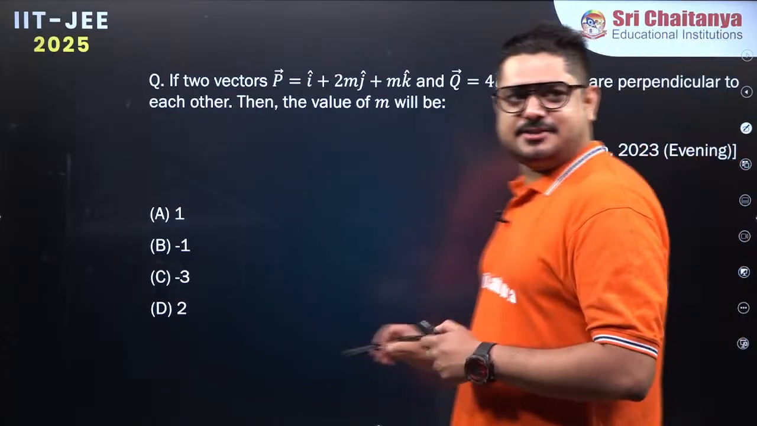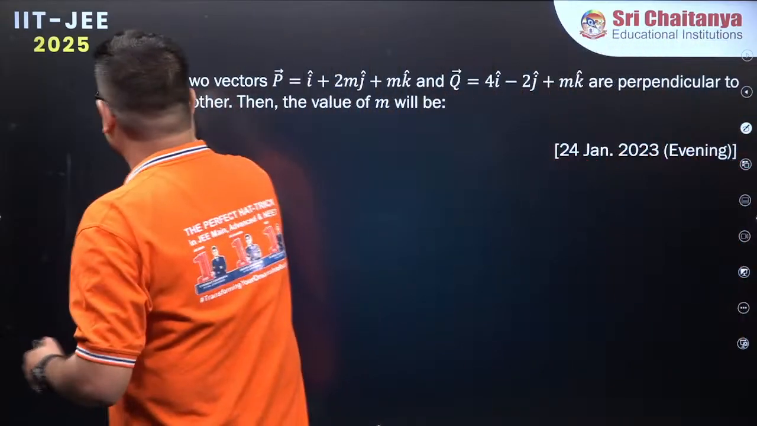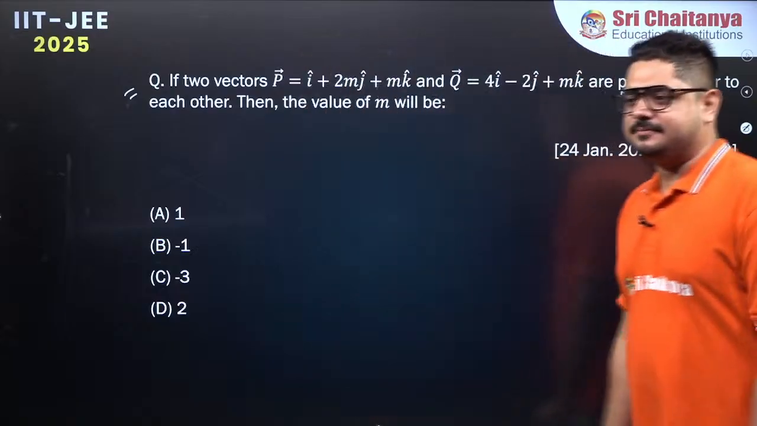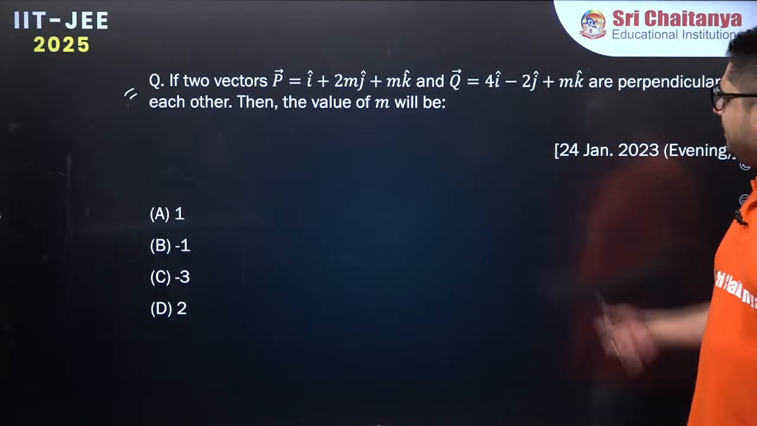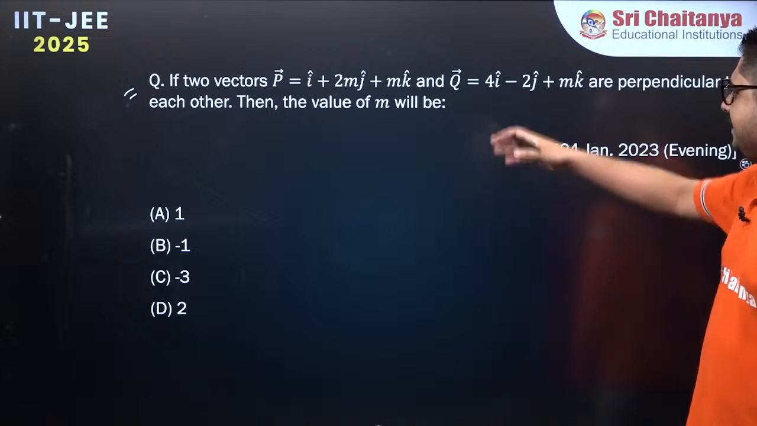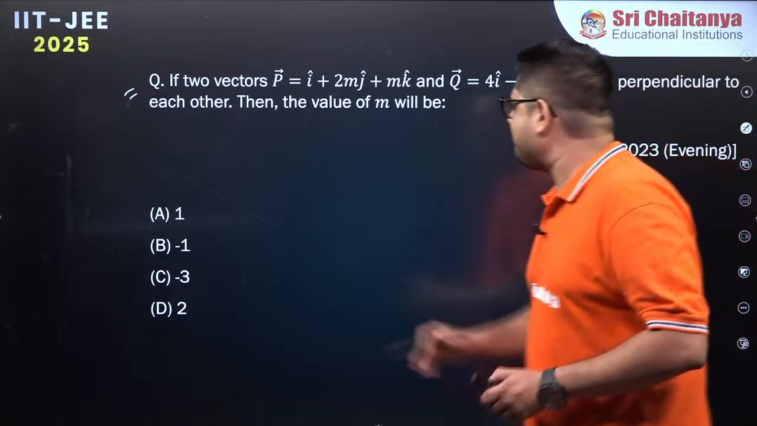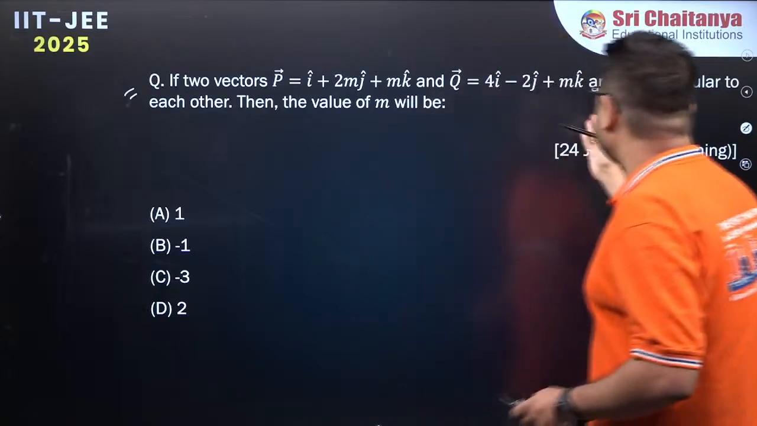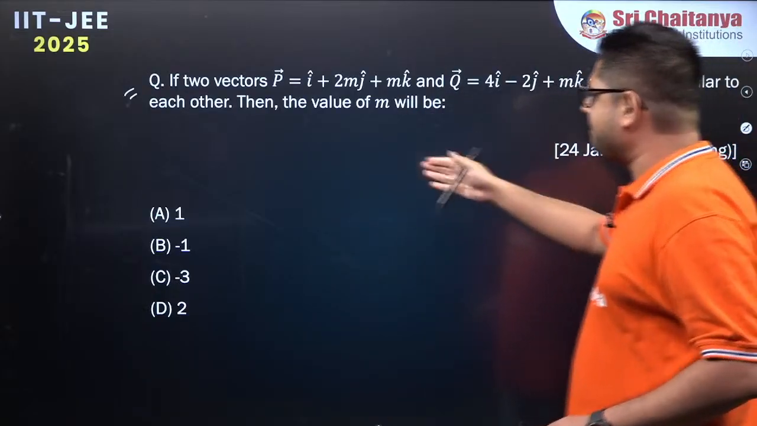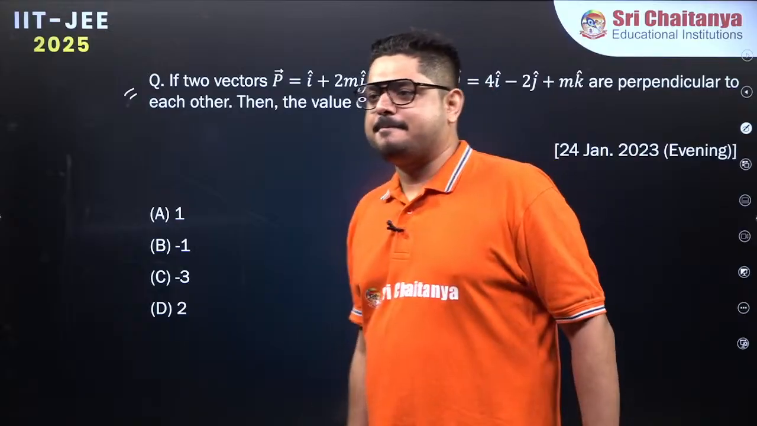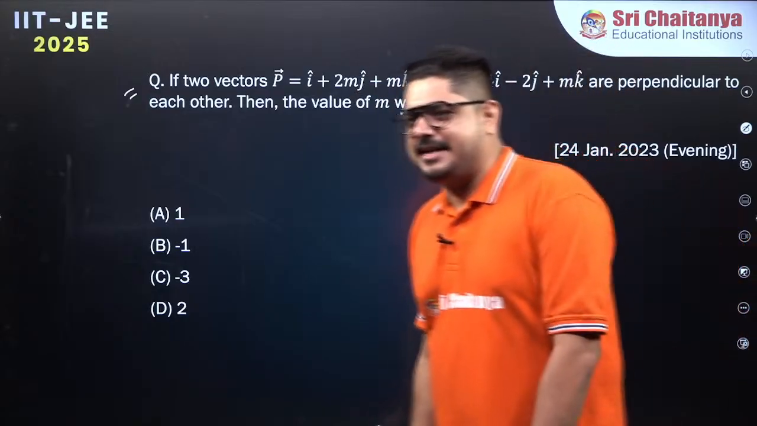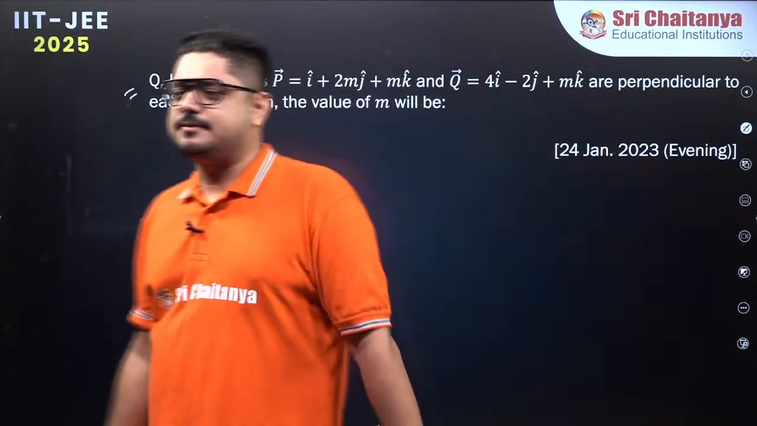Brainstorming, everyone. Let's try to find this out. What do you think will be the answer to this question? You have 3 minutes. We can easily solve this. Two vectors, P vector is i cap plus 2mj cap plus mk cap and Q vector is 4i cap minus 2j cap plus mk cap, and they are perpendicular to each other. Find the value of m. Yes, give me the answer. I am waiting for you to answer this question.